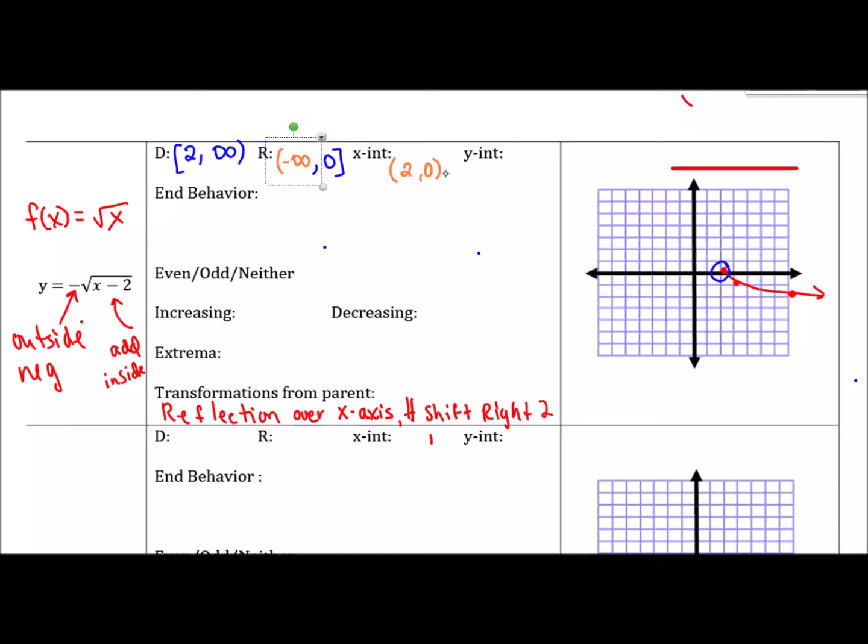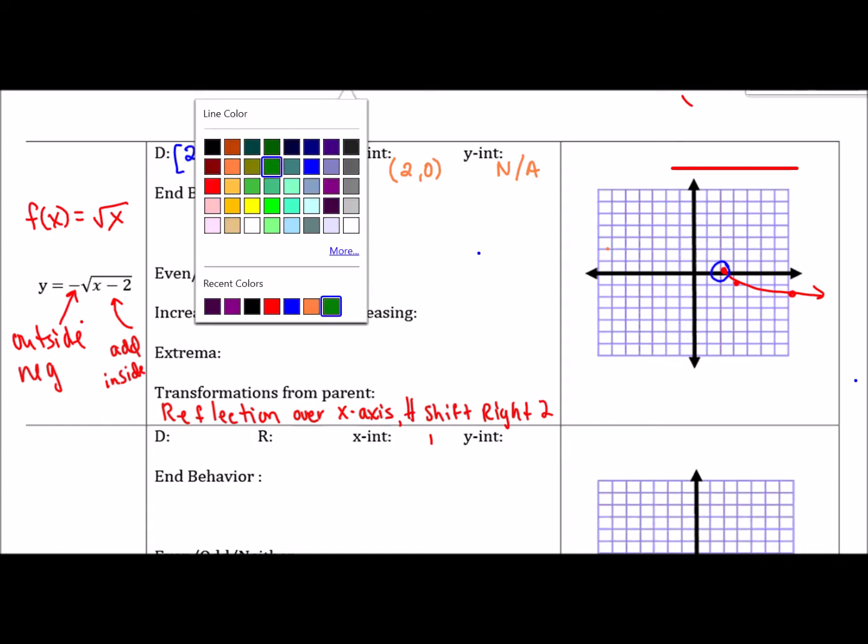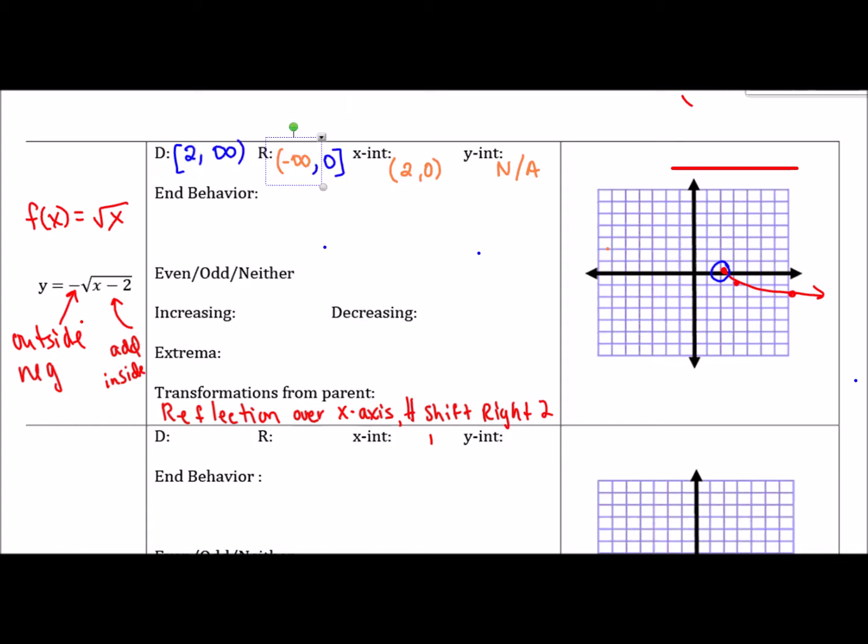It does not cross the y-intercept, or sorry, the y-axis, so there's no y-intercept. Let's do some end behavior. So I've got to figure out what happens to the right side of the graph and what happens to the left side of the graph. So here is the ending of my graph. It goes on forever, but end behavior, that's the end of what I know.